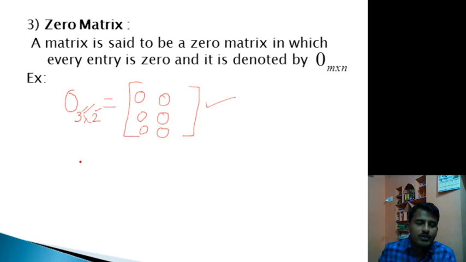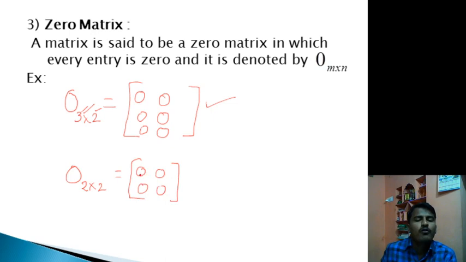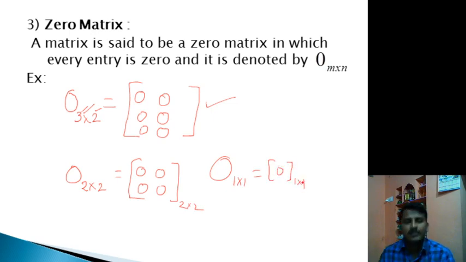Similarly, one more example, 2 cross 2. It means it contains 2 rows and 2 columns. Total how many elements? 4 elements. See here, 1, 2, 3, 4. This is 2 cross 2. A zero matrix of order 1 cross 1 also exists. This is also called a zero matrix because every entry is 0.